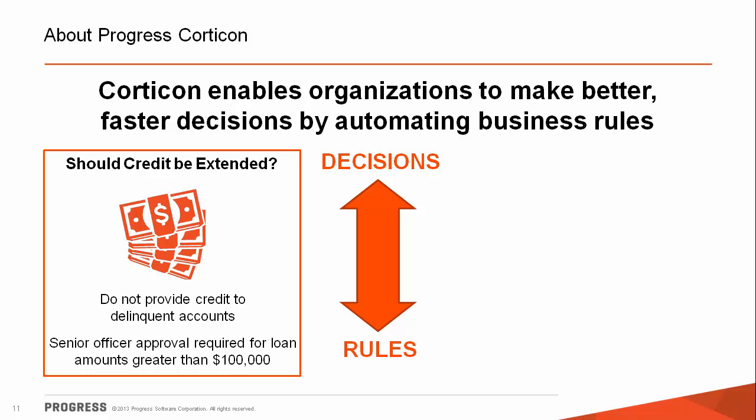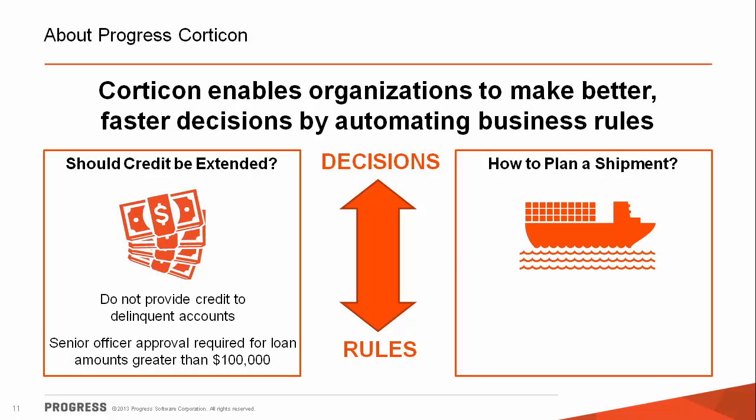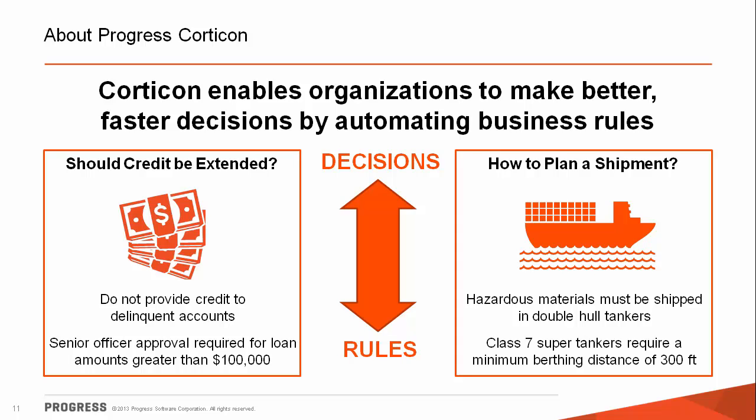Other types of business decisions might have a more complex answer. We might look to do voyage planning for a shipment. Now, that really is how do we actually move valuable cargo from point A to point B? Much like you might ask Google for directions, and you get a very long and complicated answer that supports that decision. But again, there's still business rules that help you make that decision. In this case, it may be what is the configuration of the vessel that's transporting those goods, and hazardous materials must be shipped in double-hulled tankers. Also, there may only be certain points and destinations that are available to handle a particular type of shipment and that size. So a Class 7 supertanker is going to require what we call a minimum berthing distance of 300 feet or more, so only certain ports can handle that type of shipment.